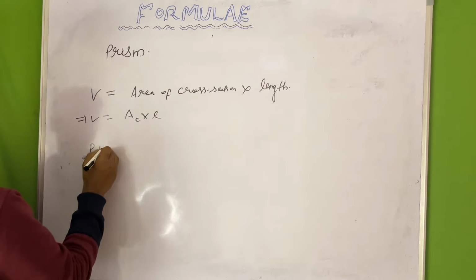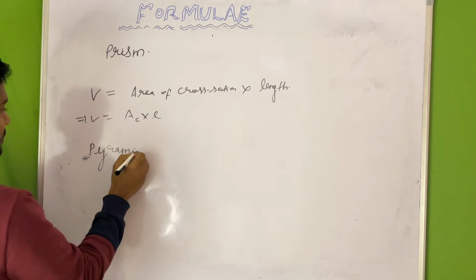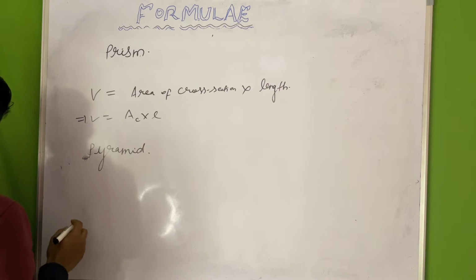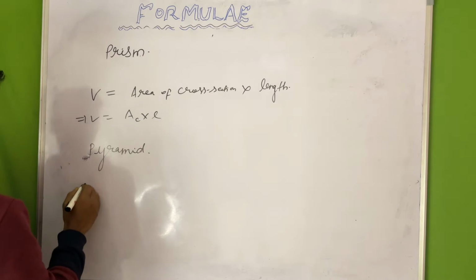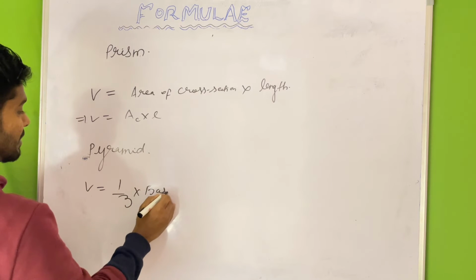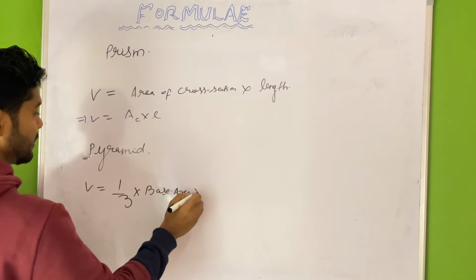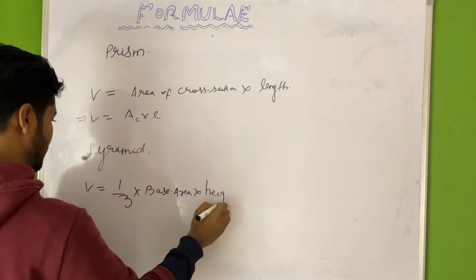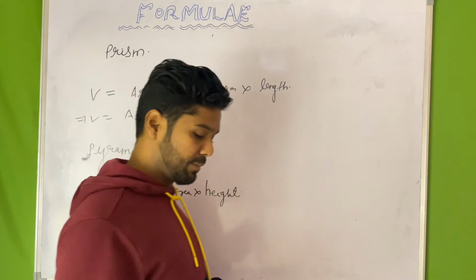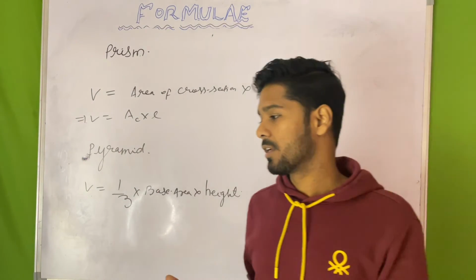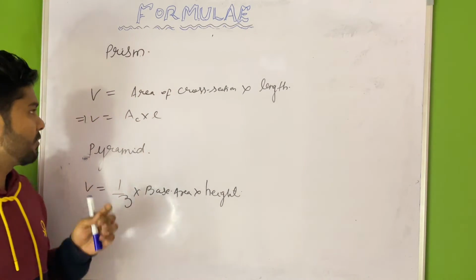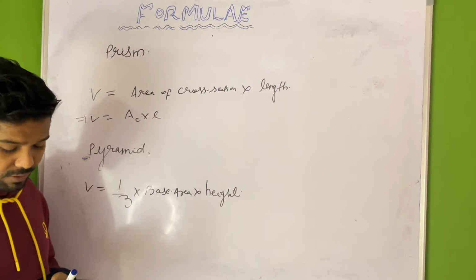Then pyramid. Pyramid volume equals 1 by 3 into base area into height. Since prism and pyramid both are solid figures, both having solid structure, that's why we determine the volume of this type of figure.